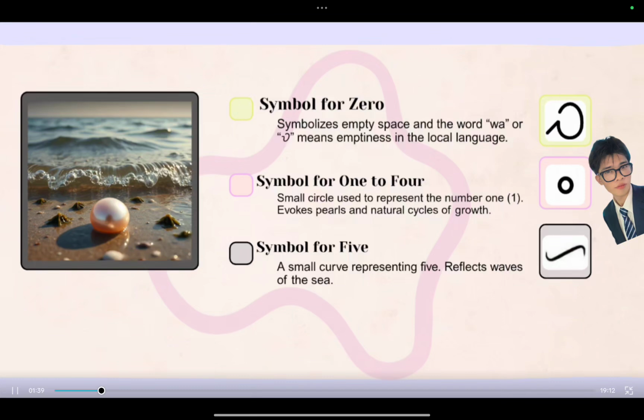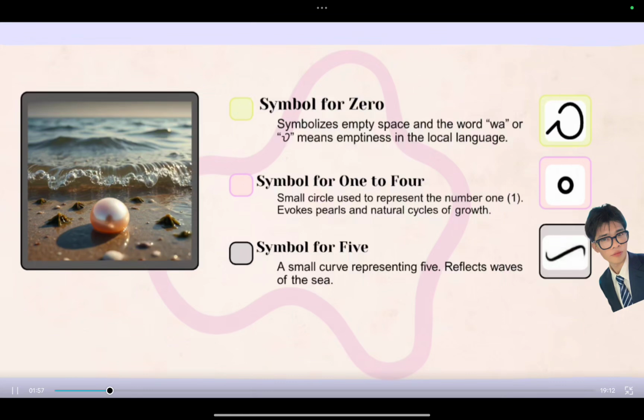Next, the symbols for 1 to 4 are shown as small circles. These circles represent pearls, which were important in coastal life, and they also symbolize natural cycles of growth like the seasons and the moon. Finally, the symbol for 5 is a small curve, shaped like a wave.